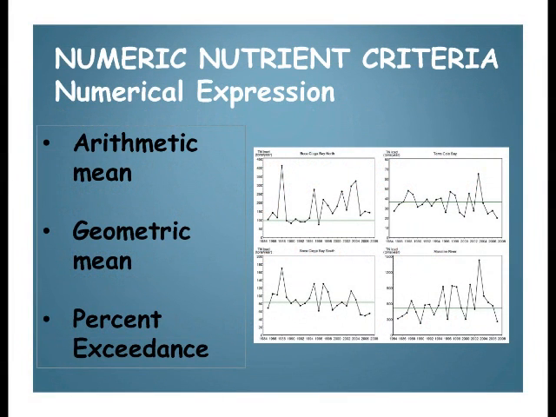One of the decisions we had to make was how we were going to express the criteria: arithmetic mean, geometric mean, or percent exceedance. Not sure what to say about this other than the fact that I do believe that we used the geometric mean for statistical reasons as the most effective way to express our criteria.